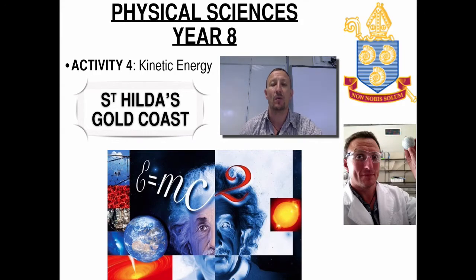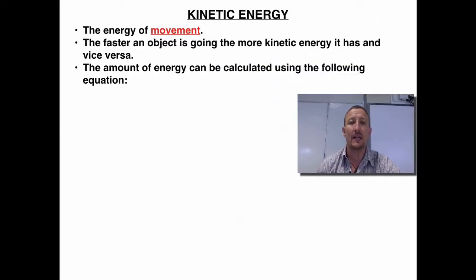Okay, so let's define what kinetic energy is. Basically, kinetic energy is the energy which is involved in movement. As an object goes from A to B, there's going to be some movement, and that is going to involve energy because work will be done. Now, what will determine how much energy it's got is basically how fast it's going. The faster it moves from A to B, the more kinetic energy you've got. And likewise, the slower it's going, the less kinetic energy it's got.